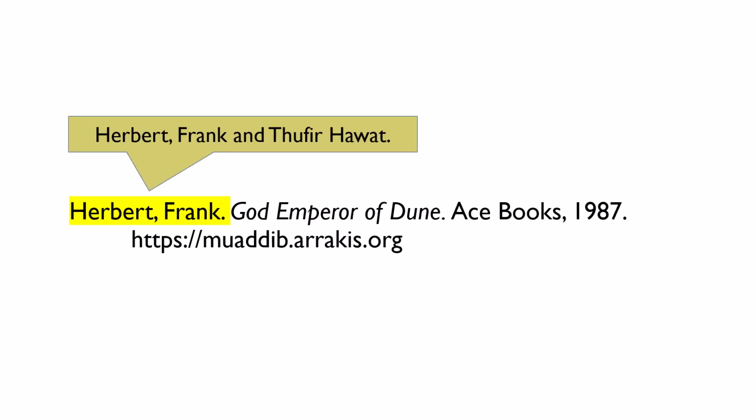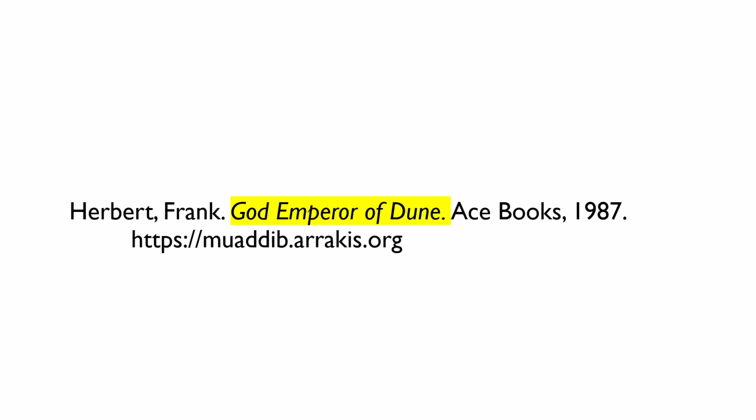Well, in this case, the first author's name is formatted last name, comma, first name. Then the word and appears, followed by the second author, whose name is formatted first name, last name. So in this case, Herbert, comma, Frank, and Thufir Hawat, with a period at the end. This pattern remains true for more than two authors as well. If there is no author, you cite by the title of the book, which happens to be the next element in this citation. In Chicago-style citation, the title is set apart by italicizing it, and this section ends with a period.